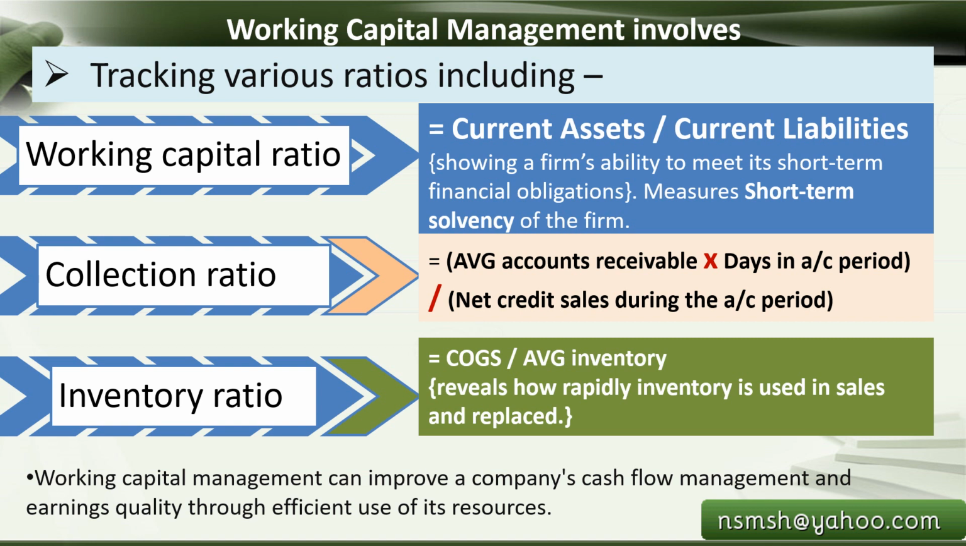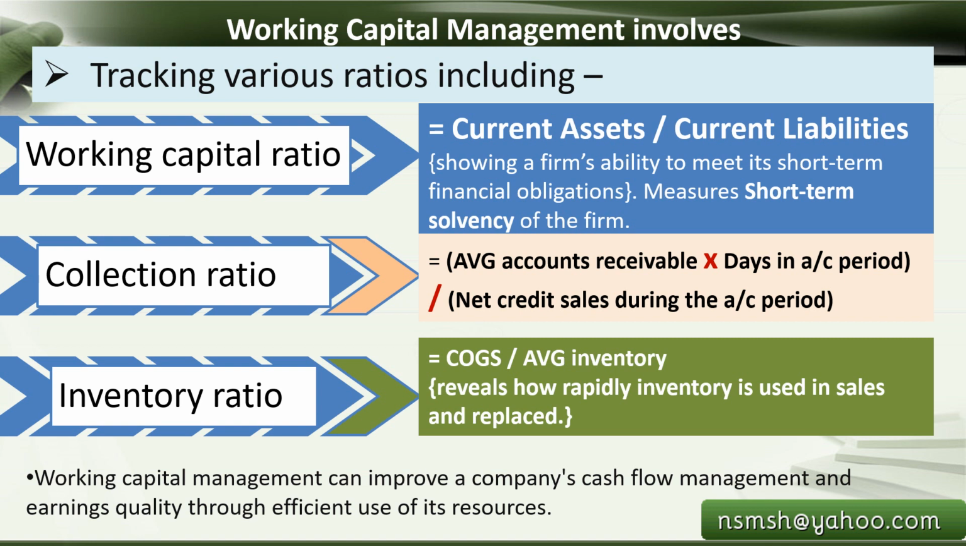Working capital management involves tracking various ratios, including the working capital ratio, collection ratio, and inventory ratio, for the purpose of effective and efficient management of working capital. The working capital ratio is equal to current assets divided by current liabilities. It shows the firm's ability to meet its short-term financial obligations, the liquidity aspect. It measures the short-term solvency of the firm.